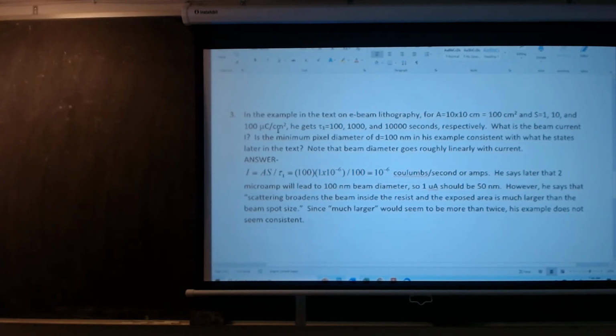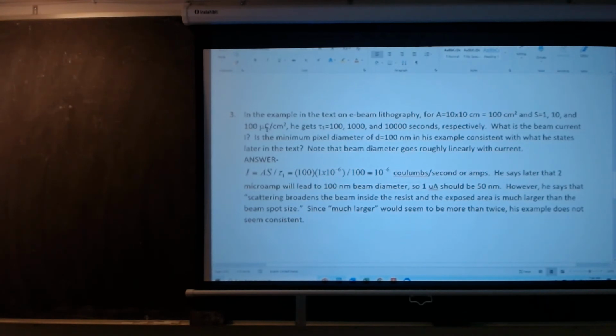And he uses sensitivities of his resist of 1, 10, and 100 microcoulombs per centimeter squared, and he gets these values for tau. So the question is, what is the beam current? It's simply rearranging the equation he had in the textbook. He had tau equal to A S over I, so you just solve for I. You can plug in any of the three. If S is equal to 1, then it's just A. You had to do it in the right units.